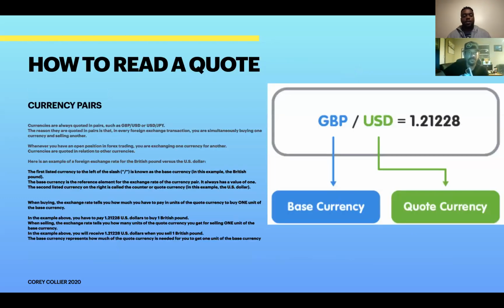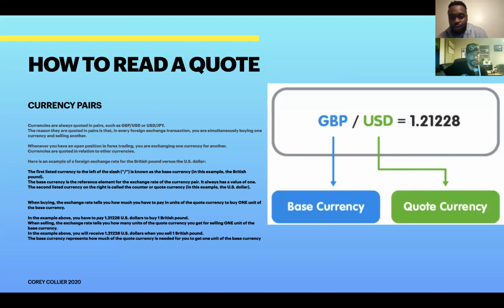So how do we read these quotes? Now, guys, currencies are always quoted in pairs, such as British pound, United States dollar, United States dollar, Japanese yen. They're quoted in pairs, right? The reason why they're quoted in pairs is that in every foreign exchange transaction, you are simultaneously buying one currency and selling another.